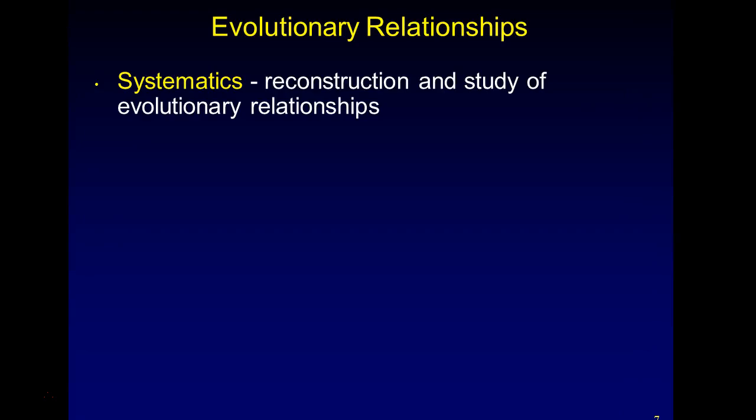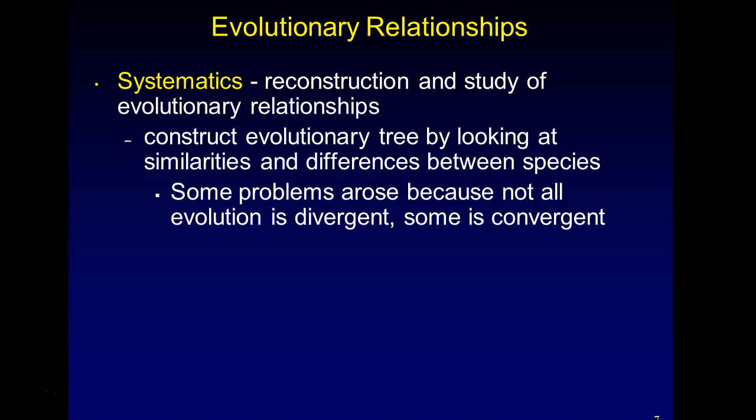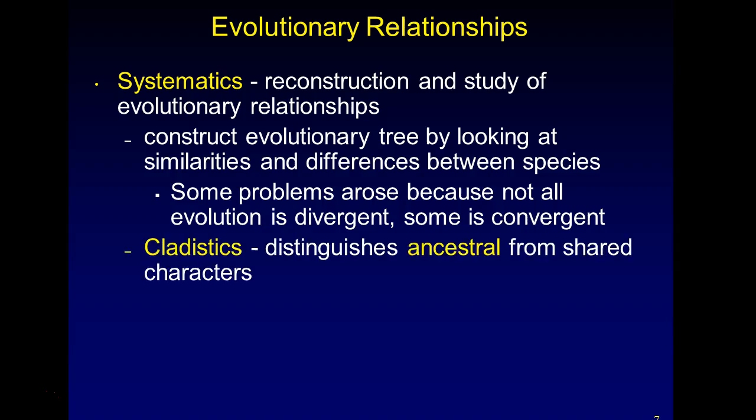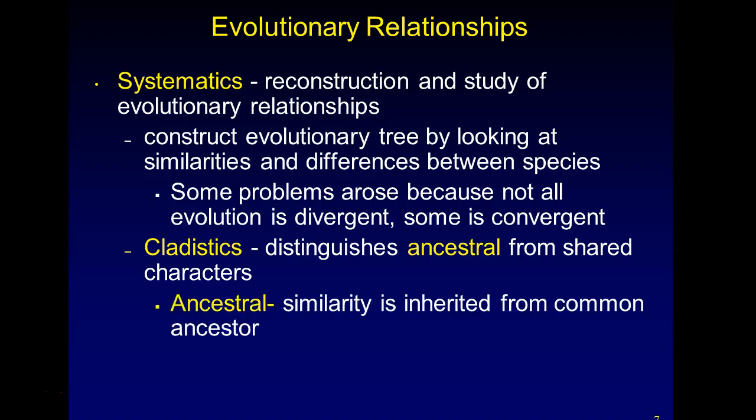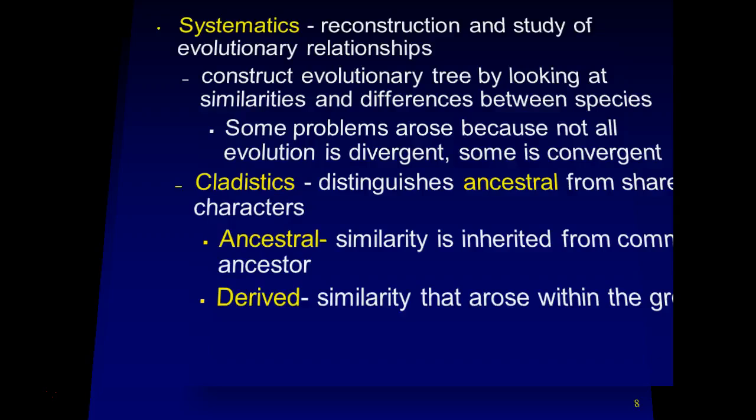All right, so systematics is a reconstruction and study of evolutionary relationships. We construct evolutionary trees by looking at similarities and differences between species. We now know that DNA is the best way to do that. Some problems arose because not all evolution is divergent. Some is what we call convergent. Cladistics distinguishes ancestral from shared characteristics. Ancestral means the similarity is inherited from a common ancestor. Again, we just finished evolution, so this is a review for you. Derived means the similarity arose within the group.